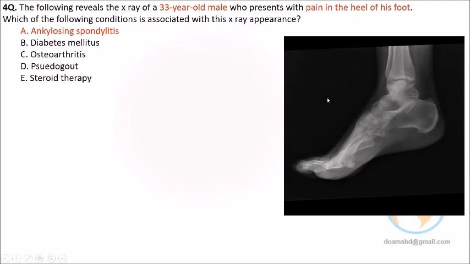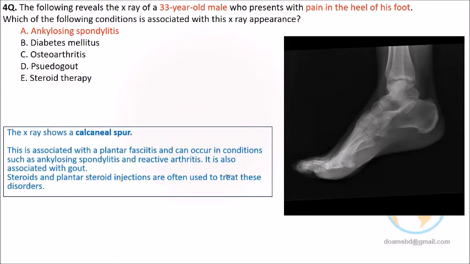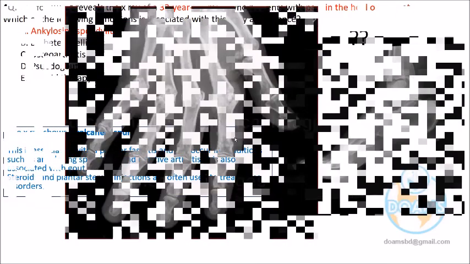Why ankylosing spondylitis as the diagnosis? It is called enthesopathy, an extra-articular manifestation. So what are the clinical features? A young male patient presented to you. Possibly this patient has back pain also, and the back pain is of inflammatory nature. We discussed inflammatory pain in our previous musculoskeletal system, rheumatology class. So this is a calcaneal spur, including the systemic features. So this is ankylosing spondylitis.